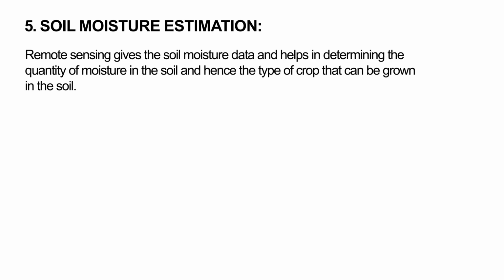Fifth, soil moisture estimation. Soil moisture can be difficult to measure without the help of remote sensing technology. Remote sensing gives the soil moisture data and helps in determining the quantity of moisture in the soil and hence the type of crop that can be grown in the soil.